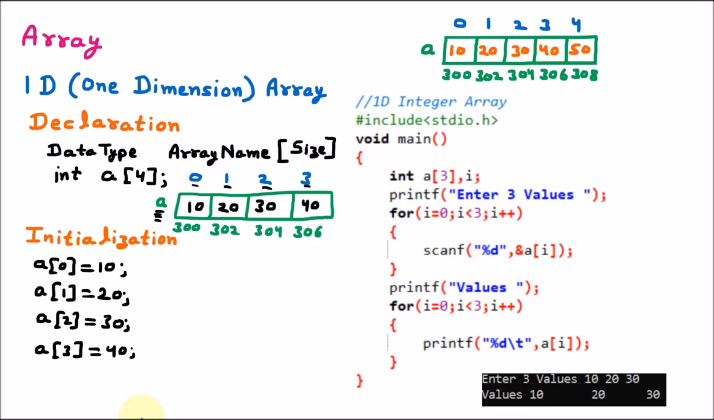Now let us suppose that there are 50 elements. So do I have to write this 50 times? No, we can apply the for loop here. So this is the second way of initializing the array. But let us assume that the values 10, 20, 30, 40, I want to take it from the user.